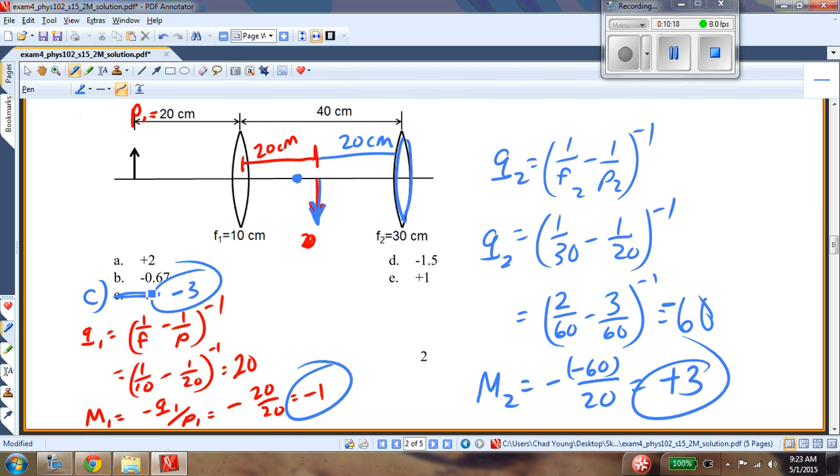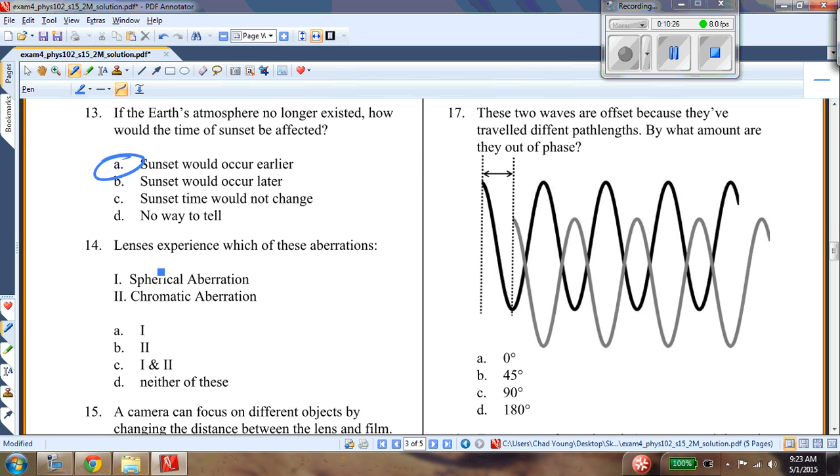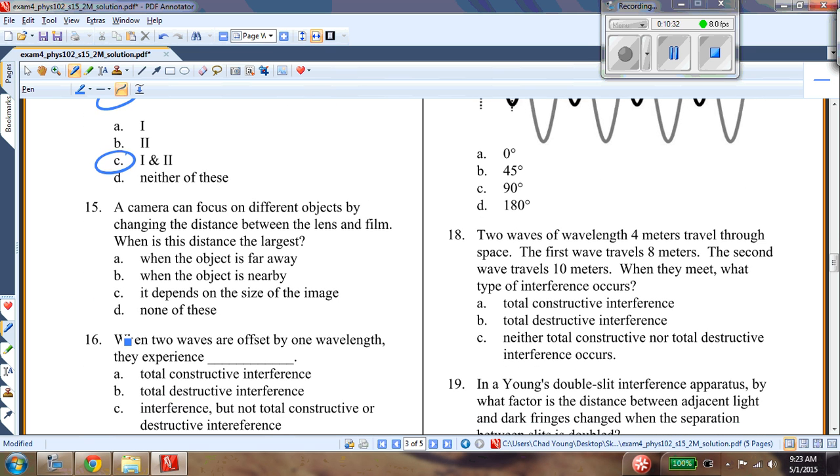All right, number 13. If Earth's atmosphere no longer existed, how would the sunset be affected? Sunset would occur earlier. Lenses experience which of these aberrations? Lenses experience spherical aberrations and chromatic aberrations, so C is the right answer. A camera can focus on different objects by changing the distance between the lens and film. When is this distance the largest?